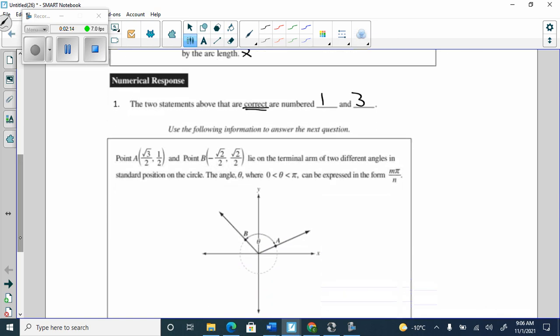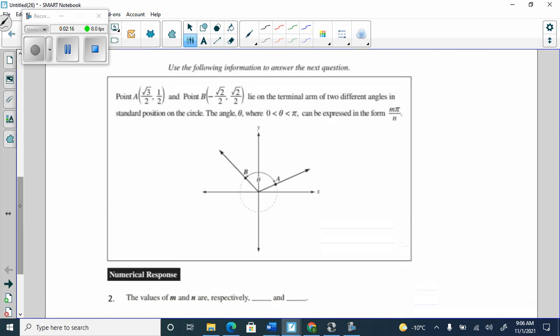Okay, we have root 3 over 2, and we have negative root 2 over 2 and root 2 over 2. These lie on the terminal arms of 2 different angles in standard position. So what is the angle if it's root 3 over 2? 30. You can do these in degrees if you want to, or you can do them in radians, subtract them, it doesn't matter. So this would be 30, and this would be 135.